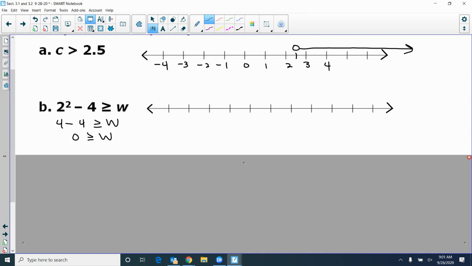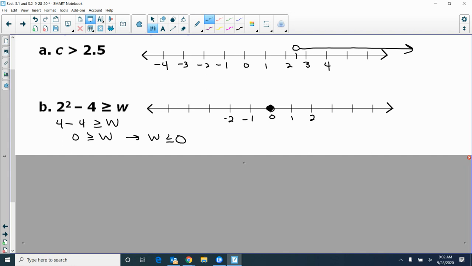So London, how should I write it? W is less than 0. Make sure you say less than or equal to because of that symbol. But yes, less than or equal to. So now I'm just going to start 0, 1, 2, -1, -2. That's enough because 0 is where it starts. All right, Sam, solid or hollow dot? Solid, because it includes that.